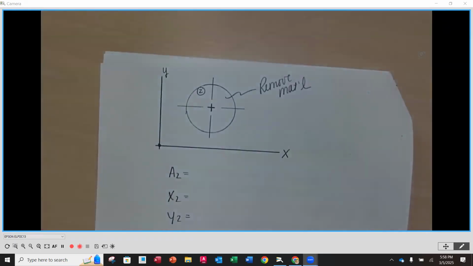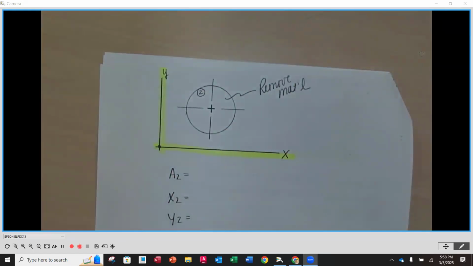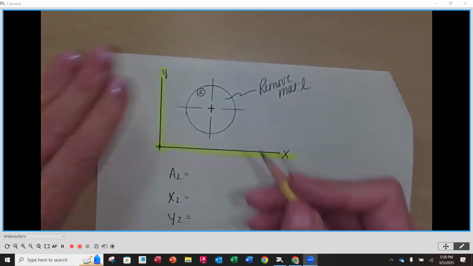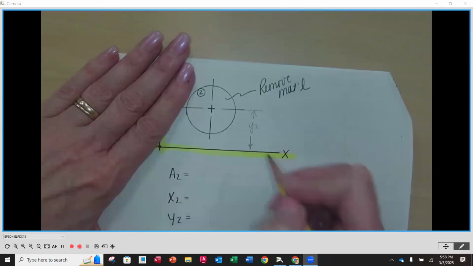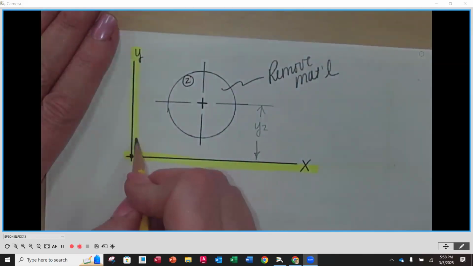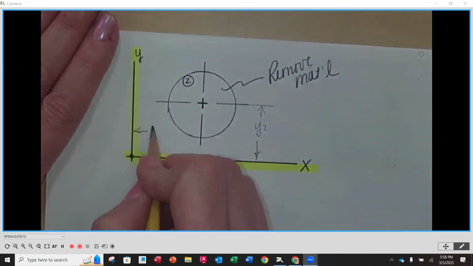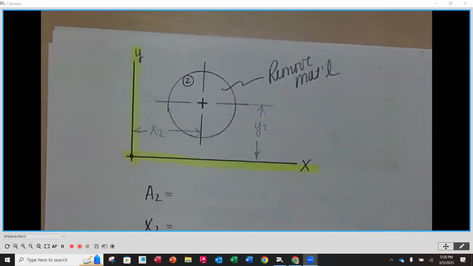So now the next thing you want to do is identify your shape in reference to the reference axis. So here's my reference axis again. I need to find where the centroid of my circle is in regard to the reference axis. Just like I had for the last one, I am going to have a y2 this time. That's the distance up from the x-axis. And then I'm going to have an x2, which is going to be the distance from the y-axis to the centroid.